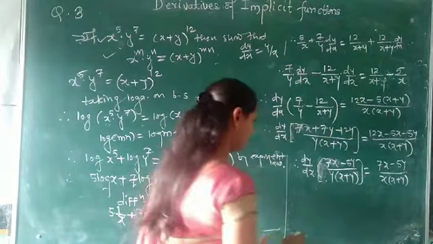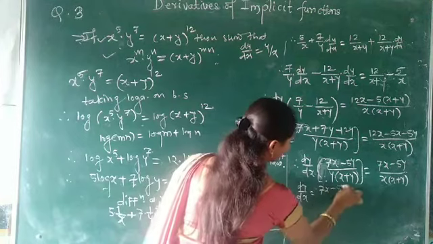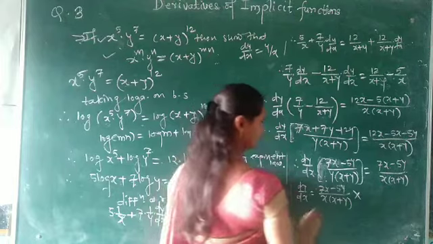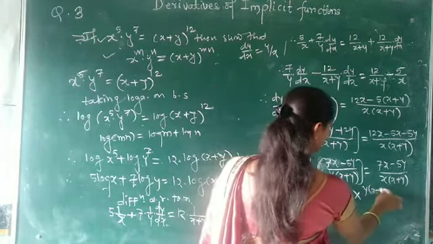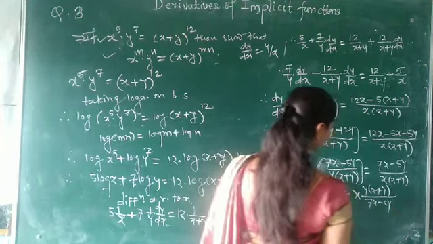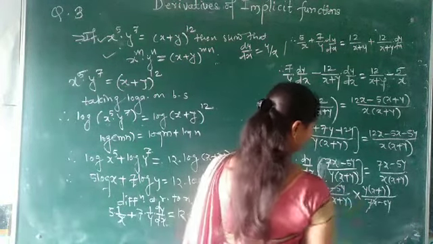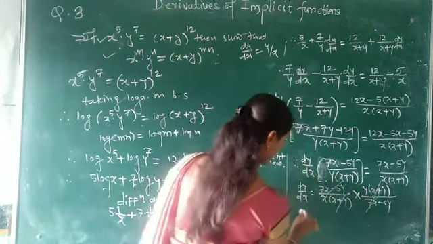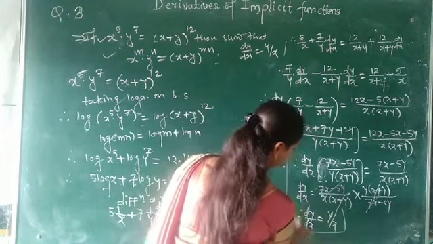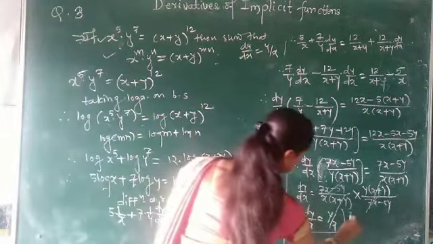Now dy upon dx is equal to 7x minus 5y divided by x into x plus y, into this term which is in the numerator on this side, in the denominator, divided by 7x minus 5y. Therefore the same terms will be cancelled: 7x minus 5y, 7x minus 5y, and x plus y, x plus y. Therefore dy upon dx is equal to y upon x, which we had to prove. Hence it is proved.